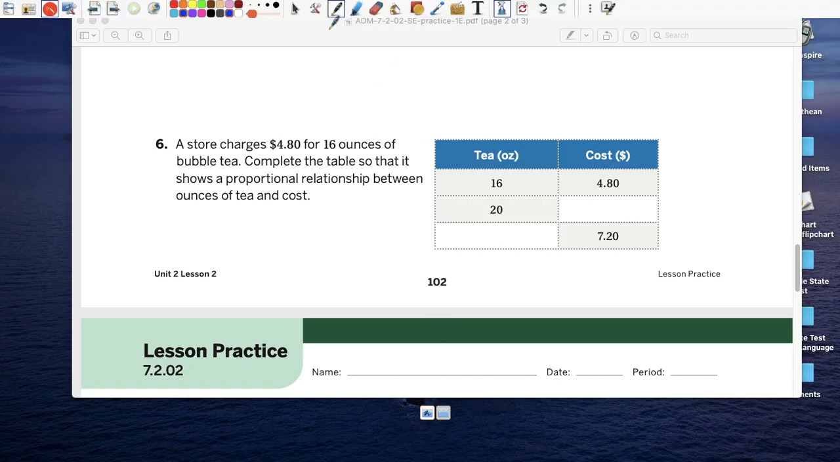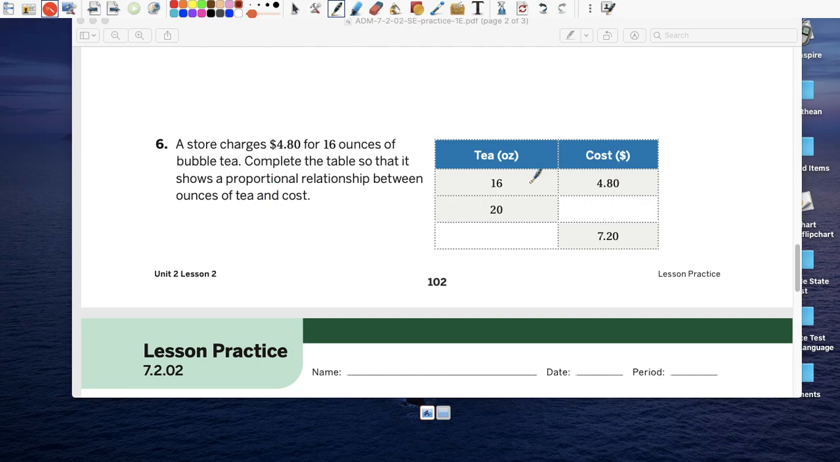The y-intercept. Star charges $4.80 for 16 ounces of bubble tea. Okay, so you go to the store, you say, I'd like the 16 ounce. You pay $4.80. You get a 20 ounce, you pay a certain amount. You get the whatever ounce, and you pay $7.20. Complete the table so that it shows a proportional relationship between the ounces. So if this was proportional, what would be the cost?